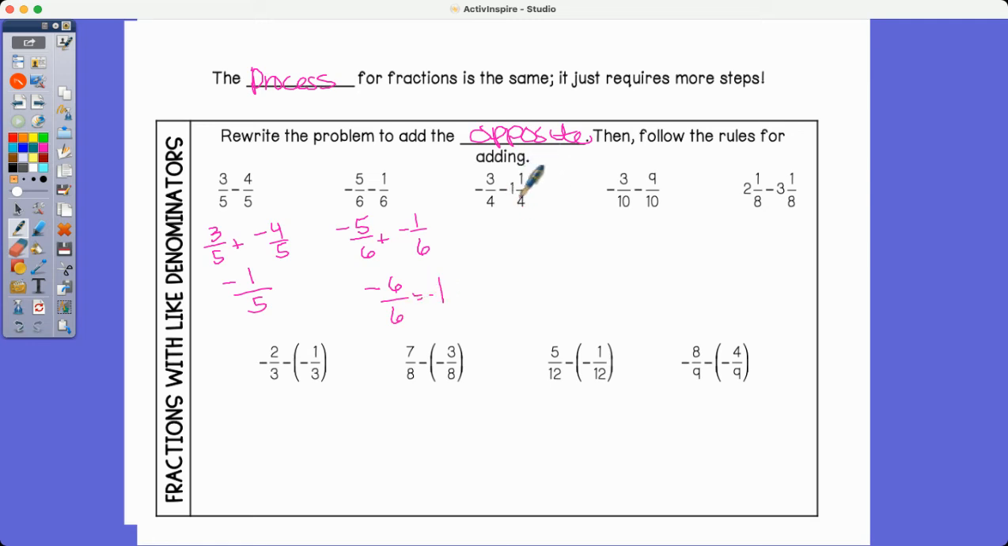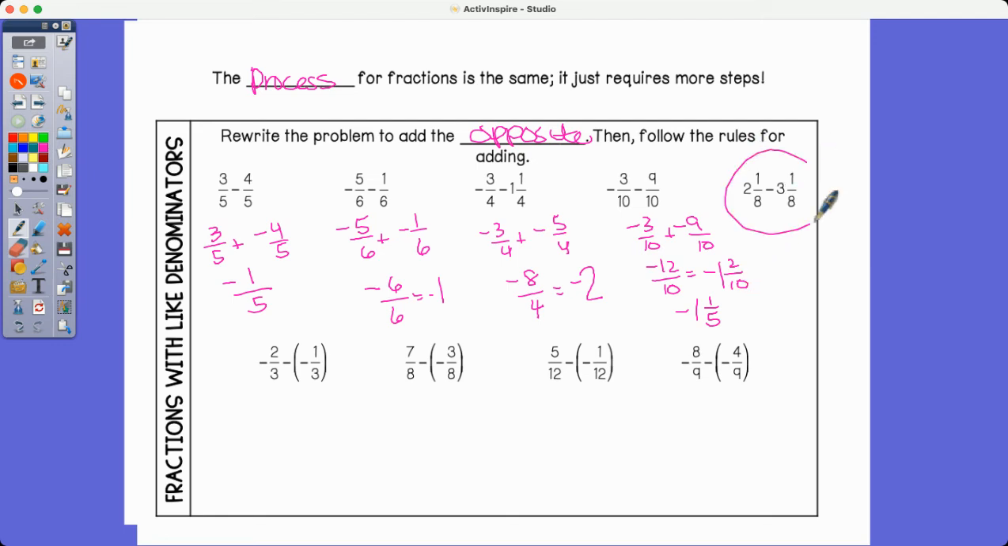Okay, I need to do some Texas method right here. So I have negative 3/4 plus a negative 5/4. Same sign, so I need to add. Keep it over 4. Simplify, I get negative 2. Negative 3/10 plus a negative 9/10. And that gives me negative 12/10. That is negative 1 and 2/10, or negative 1 and 1/5. Simplify, divide by 2. Okay, that one is for you.